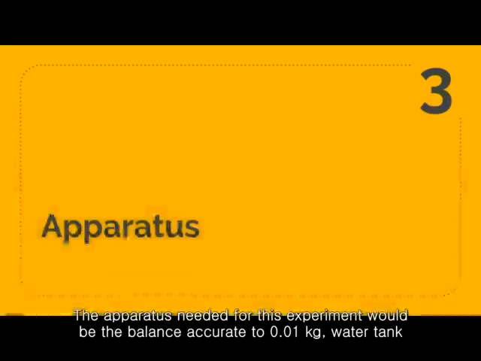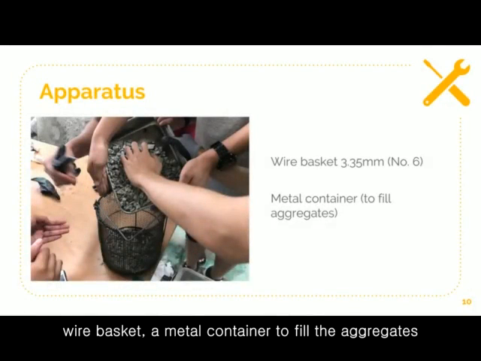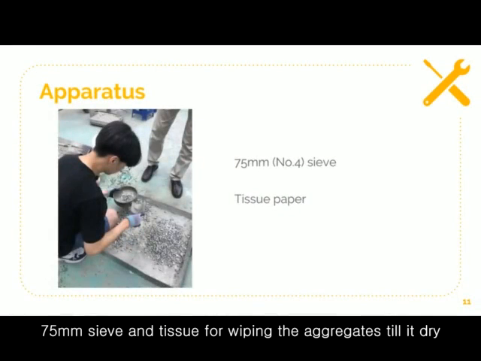The apparatus needed for this experiment will be the balance accurate to 0.01 kg, water tank, wire basket, a metal container to fill the aggregates, 75 mm sieve, and tissue for wiping the aggregates till dry.